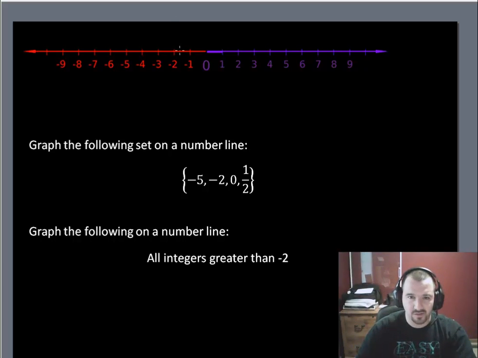Now, since you can't include the things in between -1 and -2, you don't need anything there. So you can't just draw a line. You got to mark the dots. So we mark -2, we mark -1, and 0, and 1, and 2, 3, and 4, and 5.